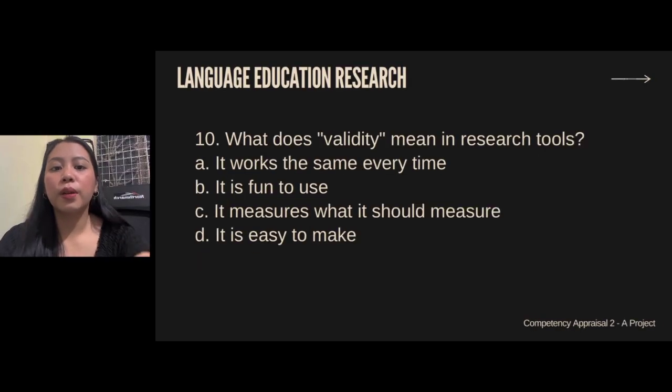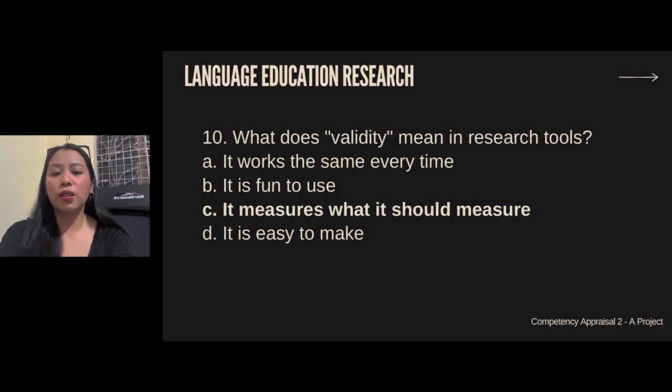So for the last number, number 10, what does validity mean in research tools? A, it works the same every time. B, it is fun to use. Letter C, it measures what it should measure. Letter D, it is easy to make. The correct answer for number 10 is letter C. It measures what it should measure. So validity means the tool actually measures what it's supposed to measure.